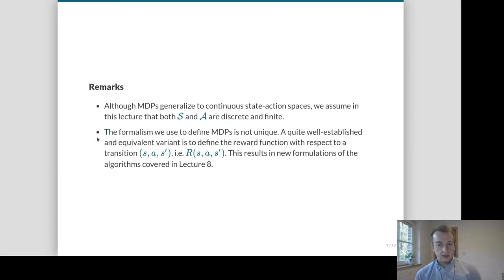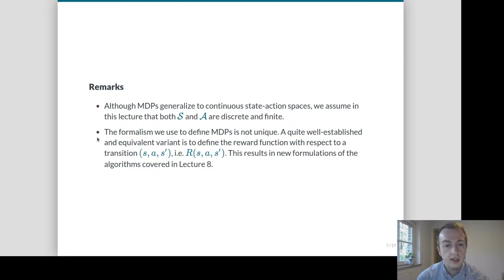So one technical point that I would like to stress today is that although MDPs generalize to continuous state and action spaces, we'll assume in this lecture that both the state space and the action space are discrete and finite, okay, which will just make our life much simpler. Of course, the algorithms that we'll see today can be adapted to continuous state and action spaces, but it's not that easy.